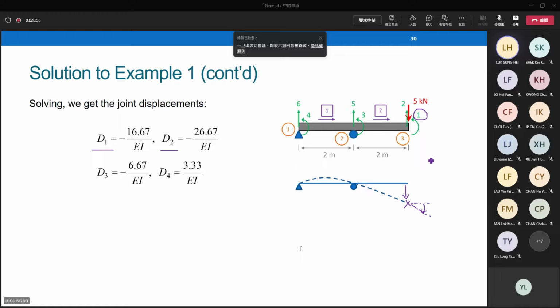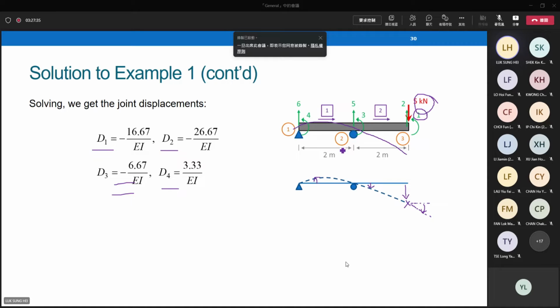So it seems that it's okay, right? Because this structure is undergoing a downward force. We expect that this position, node 3, should undergo something like downward displacement and clockwise rotation. So it seems that our inspection is consistent with what we get of the solutions. D3 is negative because it is also under clockwise rotation. D3 negative means clockwise. D4 positive means anticlockwise.